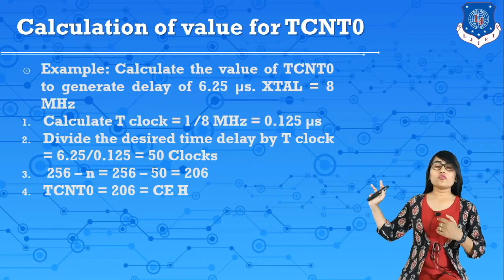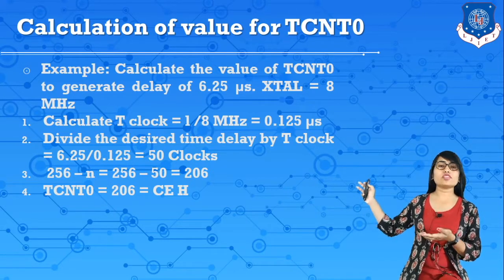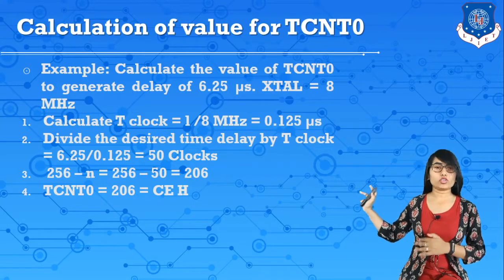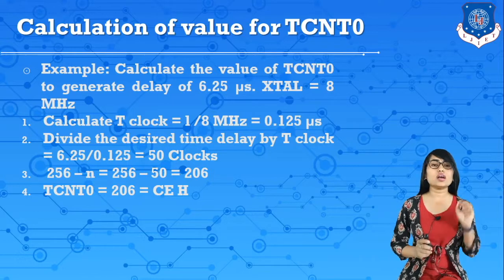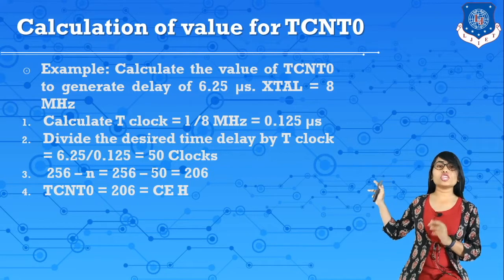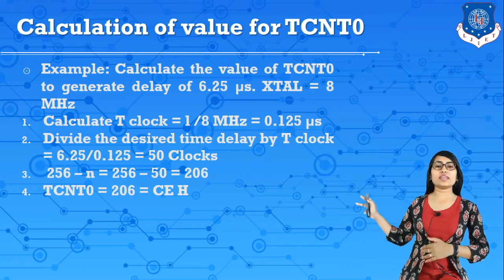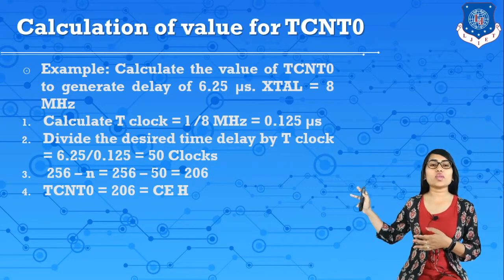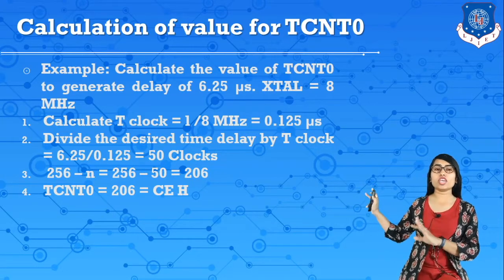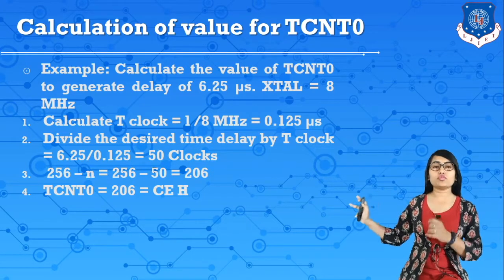So first calculate the T clock duration by calculating 1 upon F. Here F is 8 megahertz, so 1 upon 8 megahertz gives 0.125 microsecond. This is how we can calculate T clock. Then use this number 0.125 microsecond to divide our desired delay: 6.25 microsecond upon 0.125 microsecond gives 50 clocks. So to generate this 6.25 microsecond, we need 50 clocks.